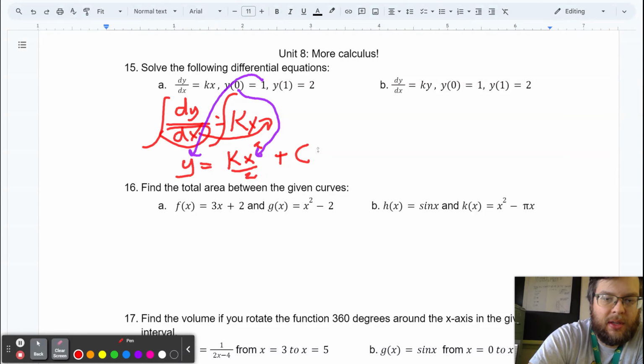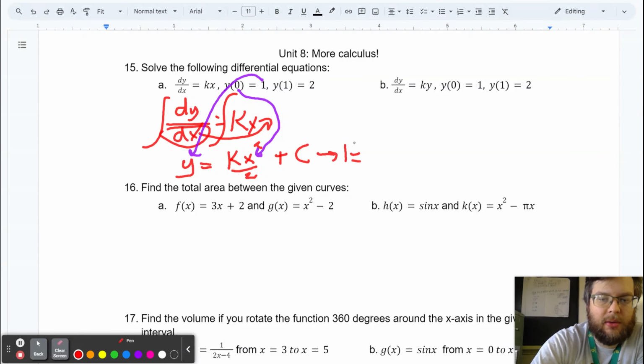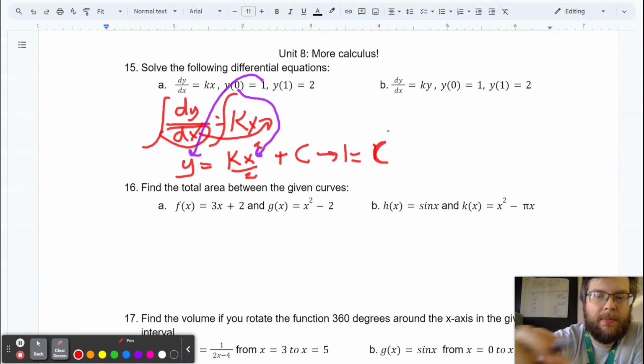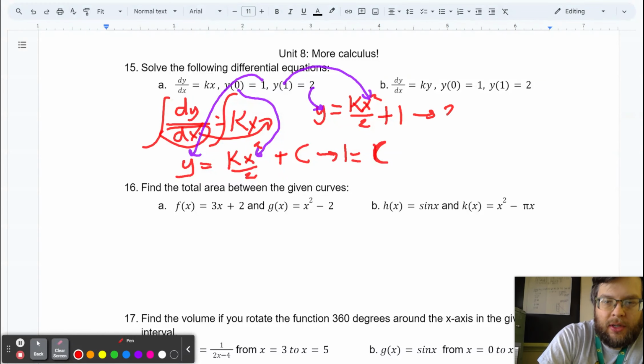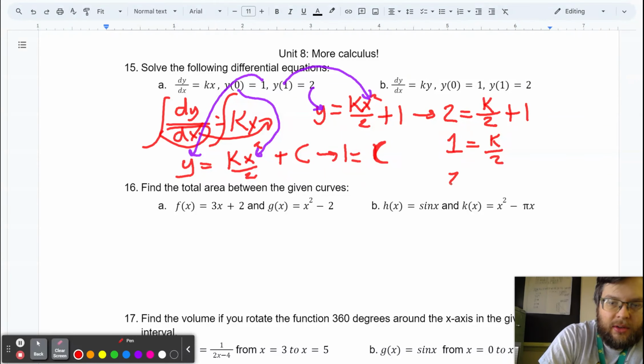And that tells me that 1 is equal to k times 0 plus c. So 1 is equal to c. So now my solution looks like this. y equals kx squared over 2 plus 1. So now let's plug in 1 right there, plug in 2 right there, and it becomes 2 equals k times 1 over 2 plus 1. Subtract 1. So 1 is k over 2.